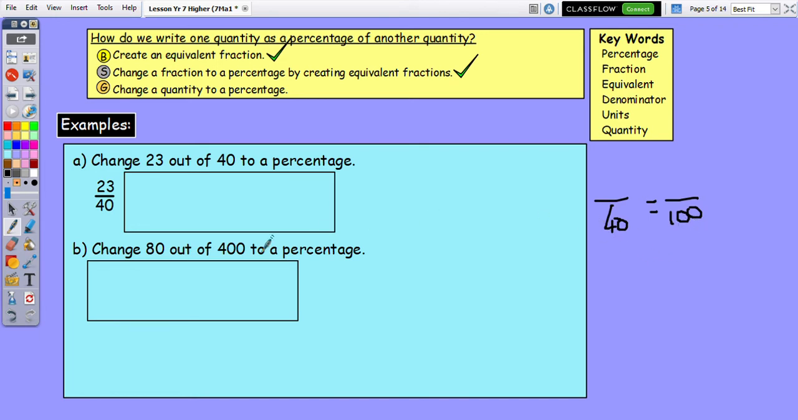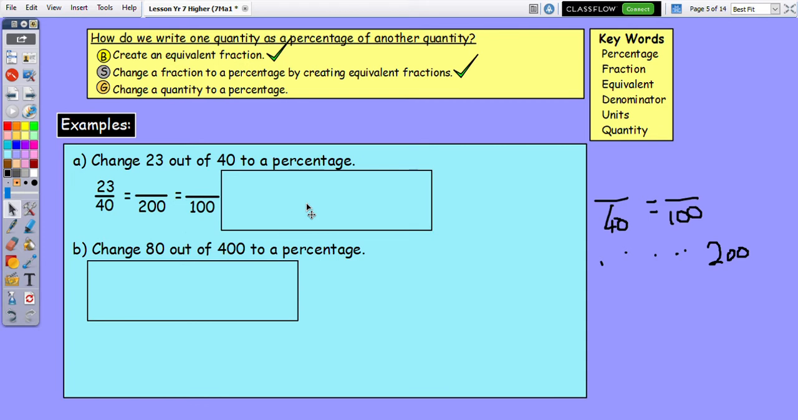Now, the easiest way is to think about the multiples of 40. If I wrote down the multiples of 40, I'd get to 200. So I know that I can get 40 to 200, and I know certainly that I can get 200 to 100. I don't have to get it to 200, I can get it to 400. But in this case, I'm going to get it to 200. So 40 multiplied by something is 200. Good. What I do to the bottom, I do to the top.